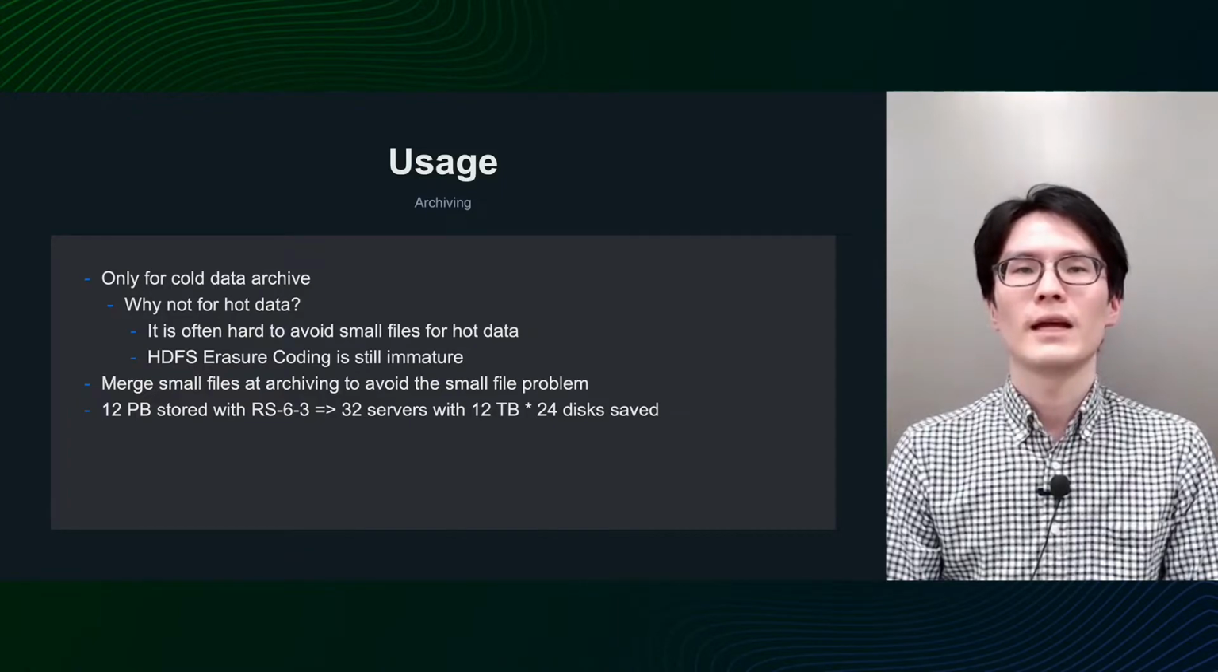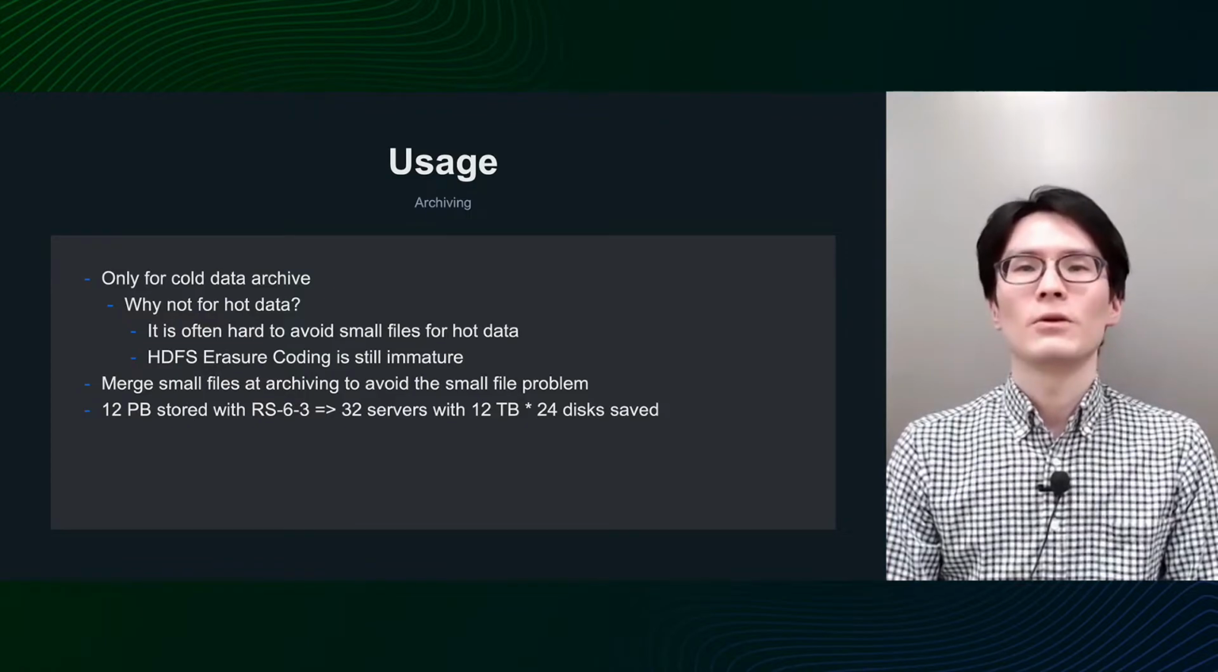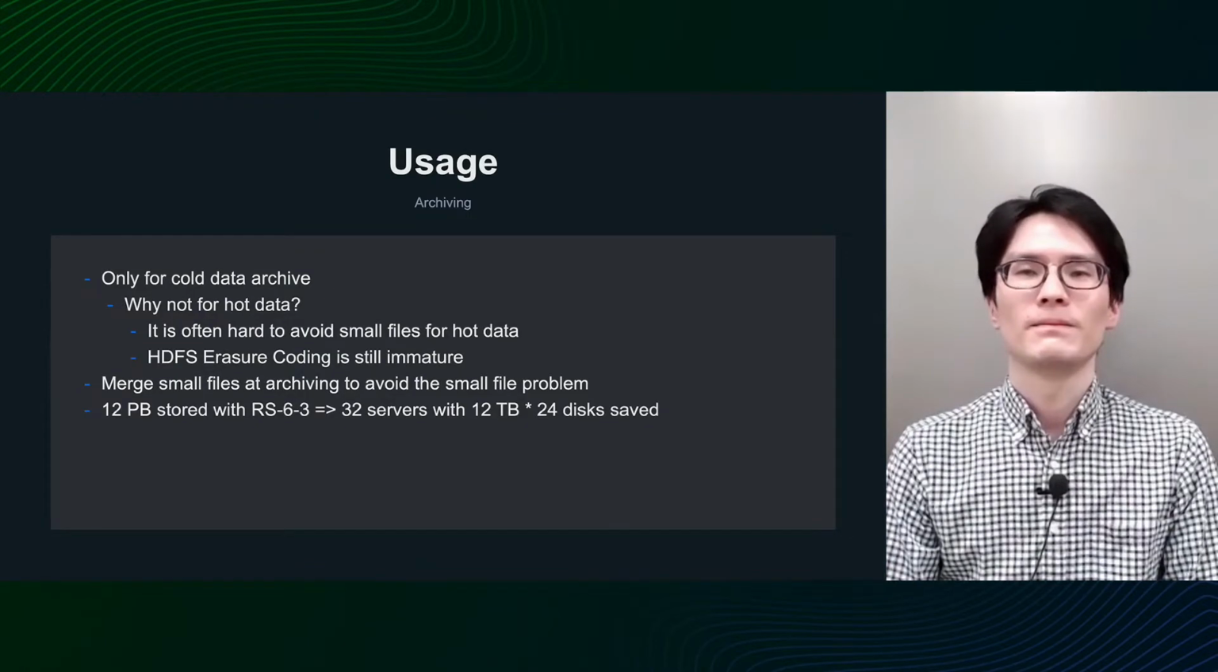Currently, we are storing about 12 petabytes of data utilizing RS63. This means that we have been able to save about 12 petabytes of disk space compared to replication.